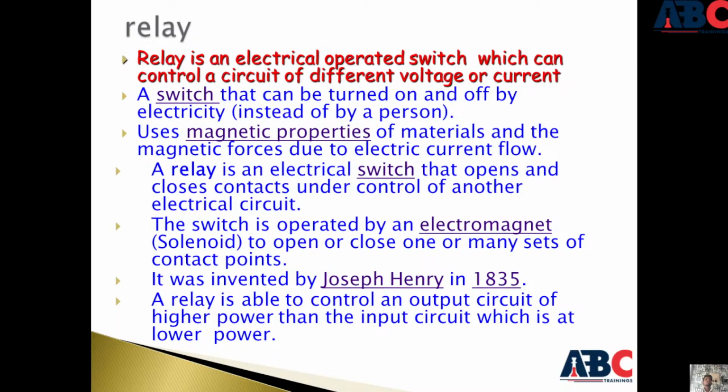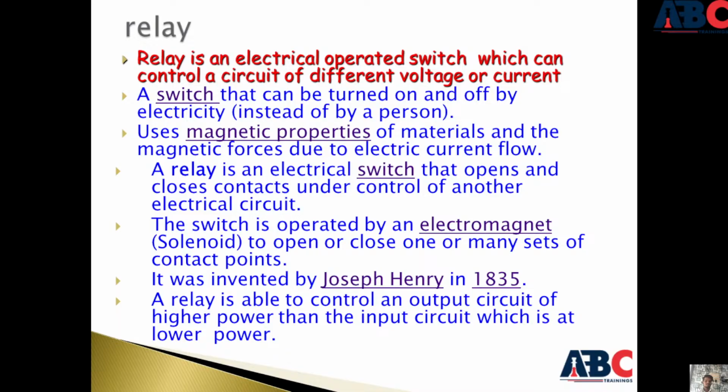A switch that can be turned on and off by electricity instead of by a person. It uses magnetic properties of material and the magnetic force due to electrical current. A relay is an electrical switch that opens and closes contacts under control of another electrical circuit. The switch is operated by an electromagnet solenoid to open or close one of many sets of contact points. It was invented by Joseph Henry in 1835.